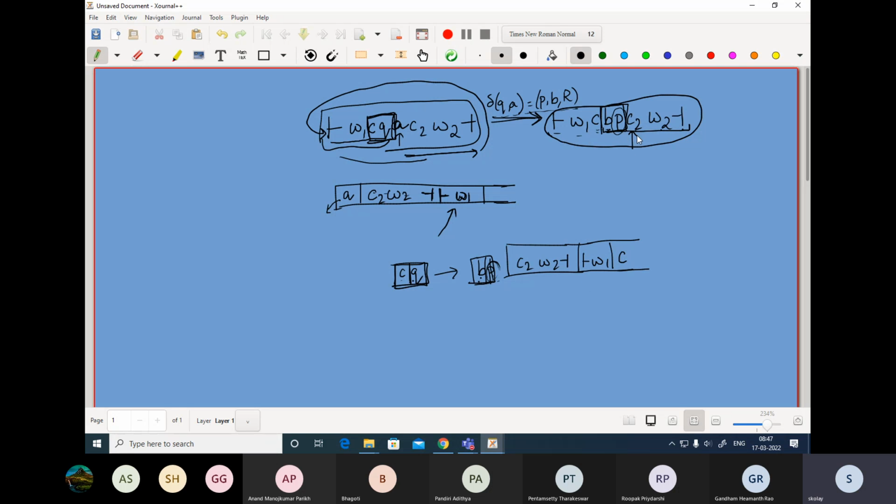Once I do this, what will my queue read if I do it in this circular fashion? C2, W2, right hand marker, left hand marker, W1. This is the same as what it was after A. Now the extra thing that has to be remembered is this C, which I push in. Is it clear? Yes, ma'am. Okay, now I want you to see what happens if the transition is of this form.